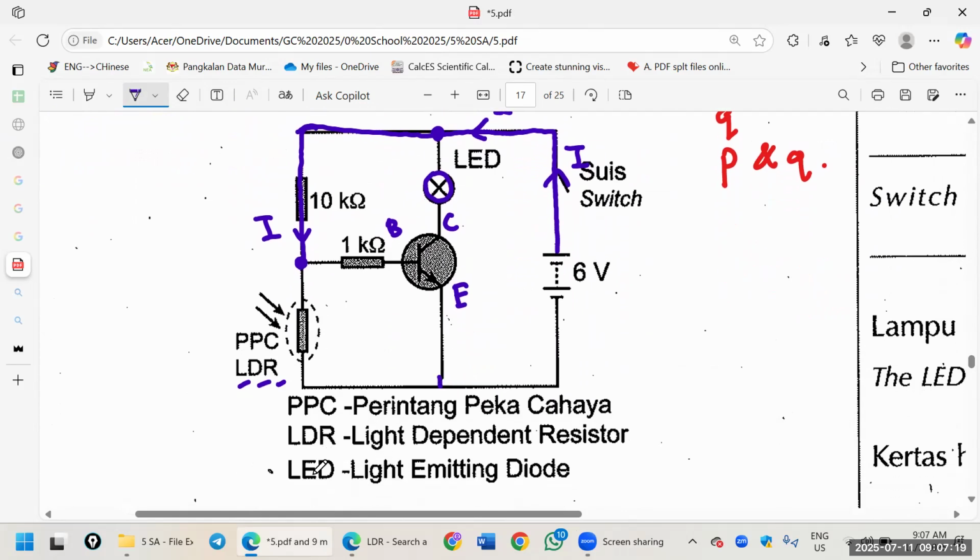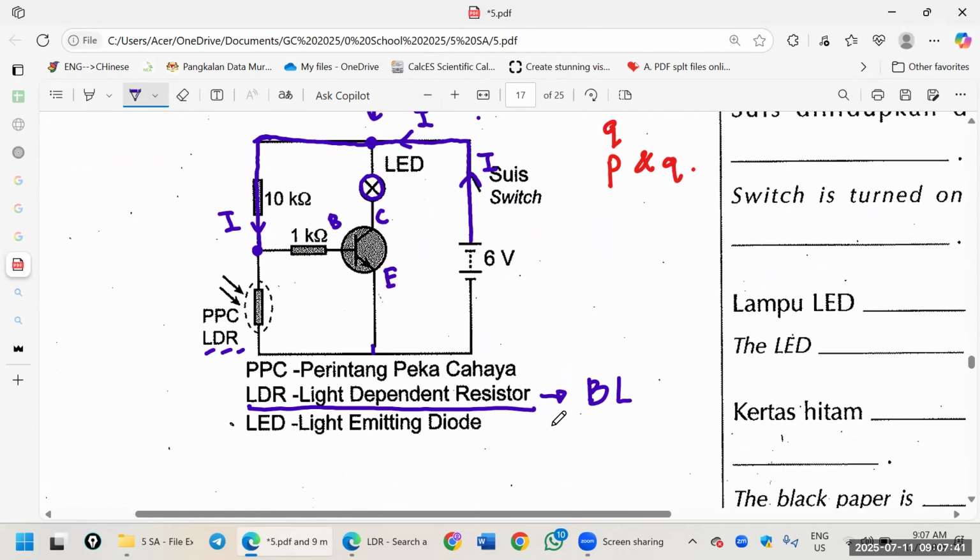What is an LDR? It has many characteristics, but we always remember this: BL. BL stands for bright low. Jot down: bright low resistance.